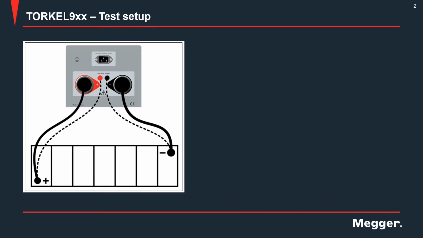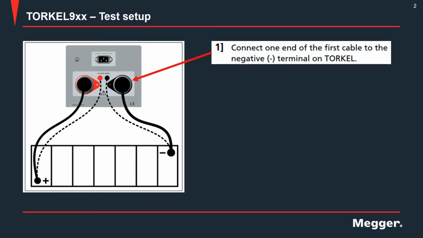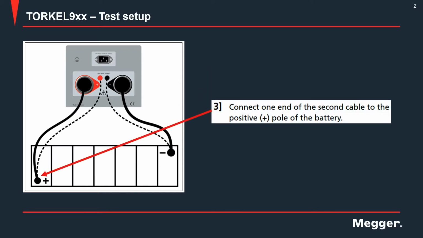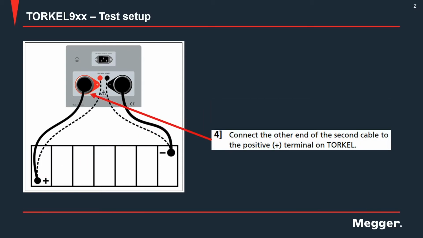The cables are to be connected to the battery bank in a certain manner. The first step is to connect the negative cable on the negative terminal on the Torkel. After that, you would take the other end of the negative cable and connect it on the negative post of the battery bank. Then you would connect the positive cable to the positive post of the battery bank. And then the final point of connection would be made at the positive terminal on the Torkel.